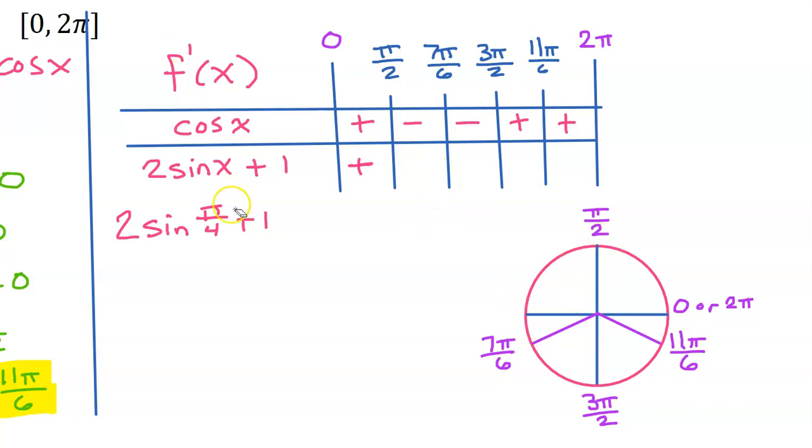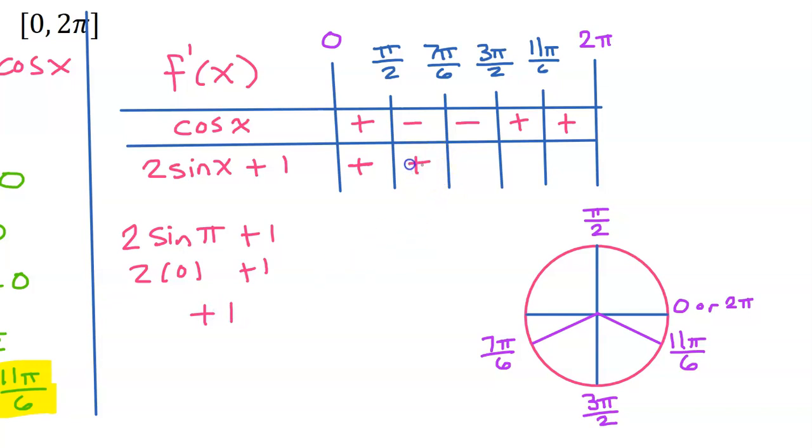All right, let's move on to the interval between pi over 2 and 7 pi over 6. So sitting right in that interval is pi. So let's use that as a test value. So we have 2 sine pi plus 1. Sine is the y value. So the sine of pi is 0. So this is going to be 2 times 0 plus 1, which is just going to end up being positive 1. So that is going to be positive.